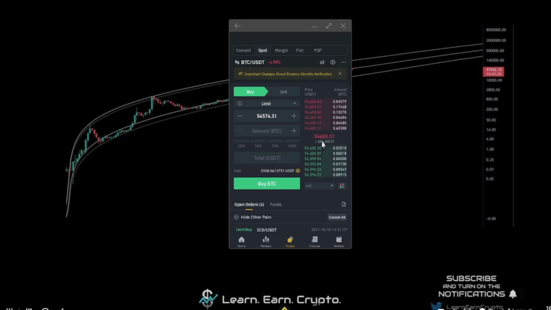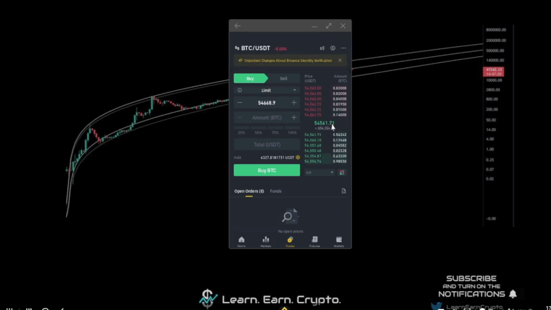This is the price of the main coin or the Bitcoin against USDT. This section is the order book. The red color shows the traders selling Bitcoin and the green color shows the people who want to buy at this current Bitcoin price.